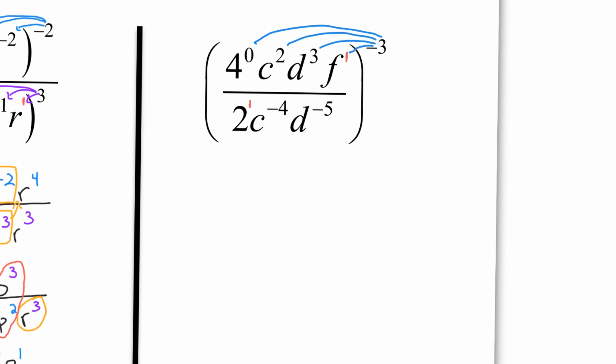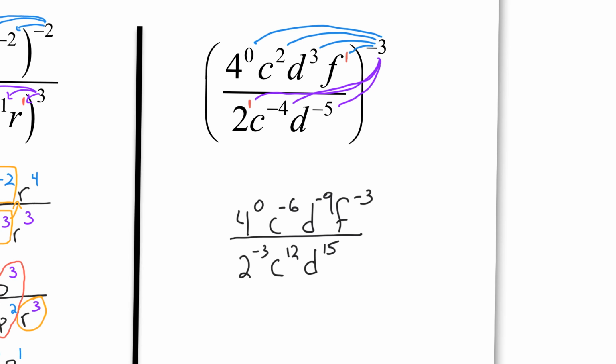On the bottom, the 2 has an exponent of 1. So I'm going to multiply negative 3 to the first power, to the negative fourth, and the negative 5. So let's go ahead and multiply those right here. I multiply the exponents, and I still have some negative exponents on the top and negative exponents on the bottom. Keep in mind that I just multiplied the exponents, this negative 3 times the ones inside of the parentheses. And you keep the bases of every expression there.